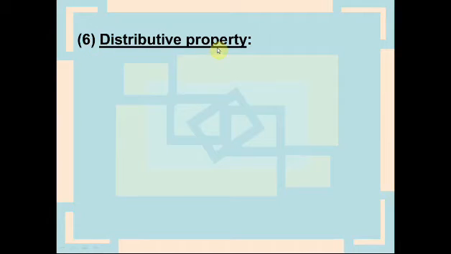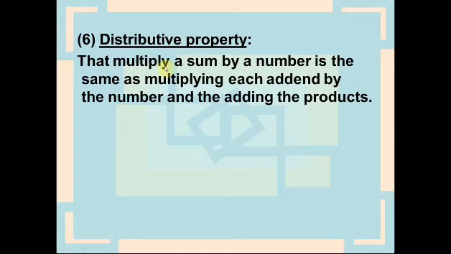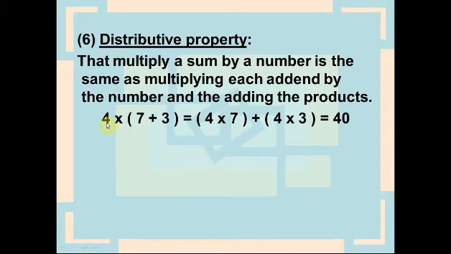Number 6, distributive property. That multiplying a sum by a number is the same as multiplying each addend by the number and then adding the products. Like 4 multiplied by (7 plus 3) is the same as 4 multiplied by 7 plus 4 multiplied by 3, and the result will be 40.